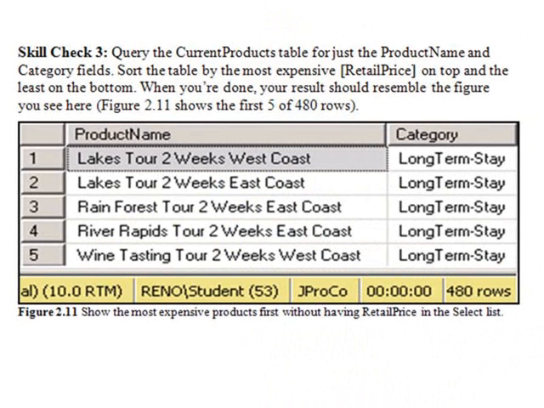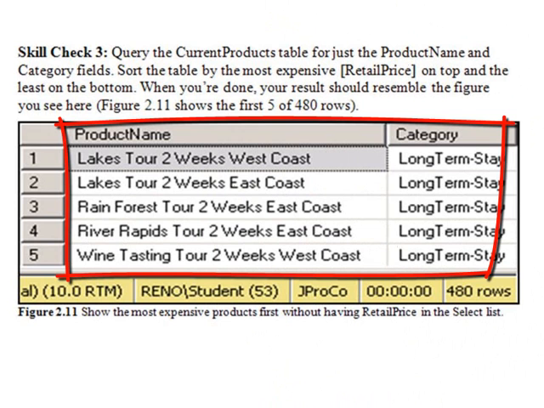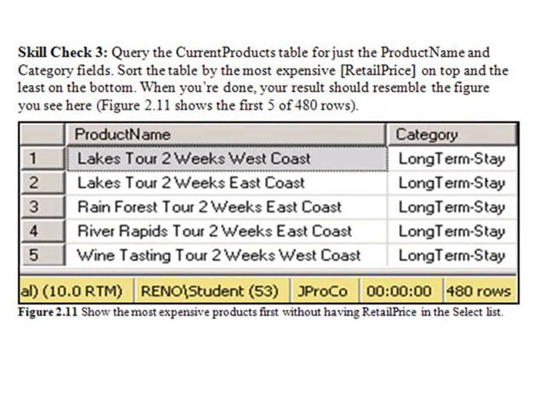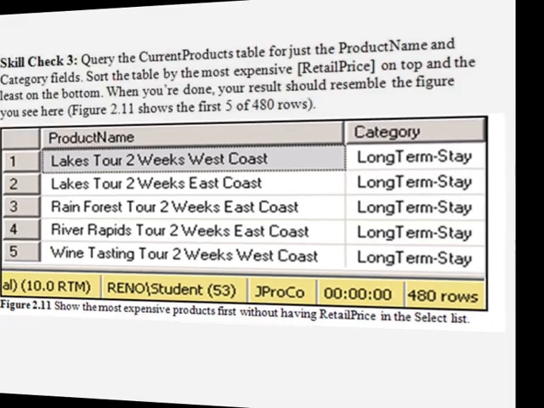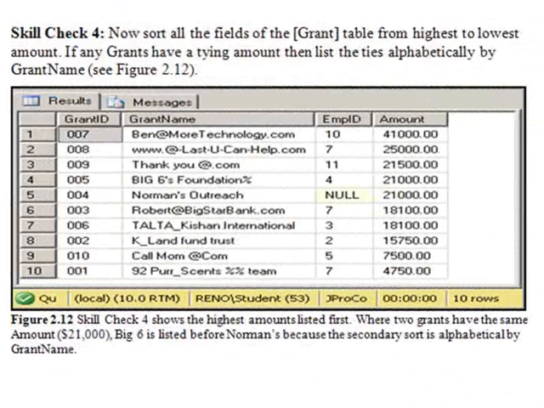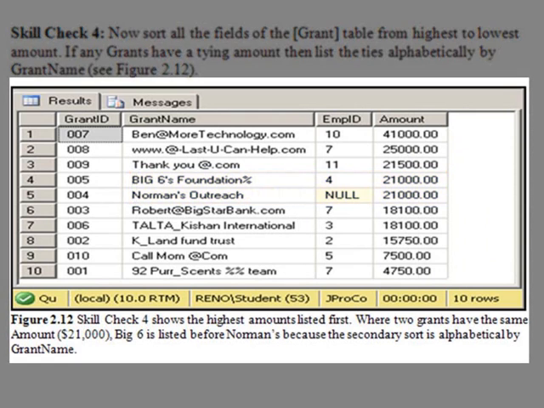Skill check 3. Query the current products table for just the product name and category fields. Sort the table by the most expensive retail price on the top and the least on the bottom. When you're done, your results should resemble the figure you see here. Skill check 4. Sort all the fields of the grant table from highest to lowest amount. If any grants have a tying amount, then list the ties alphabetically by grant name. When you're done, the results should resemble the figure you see here.